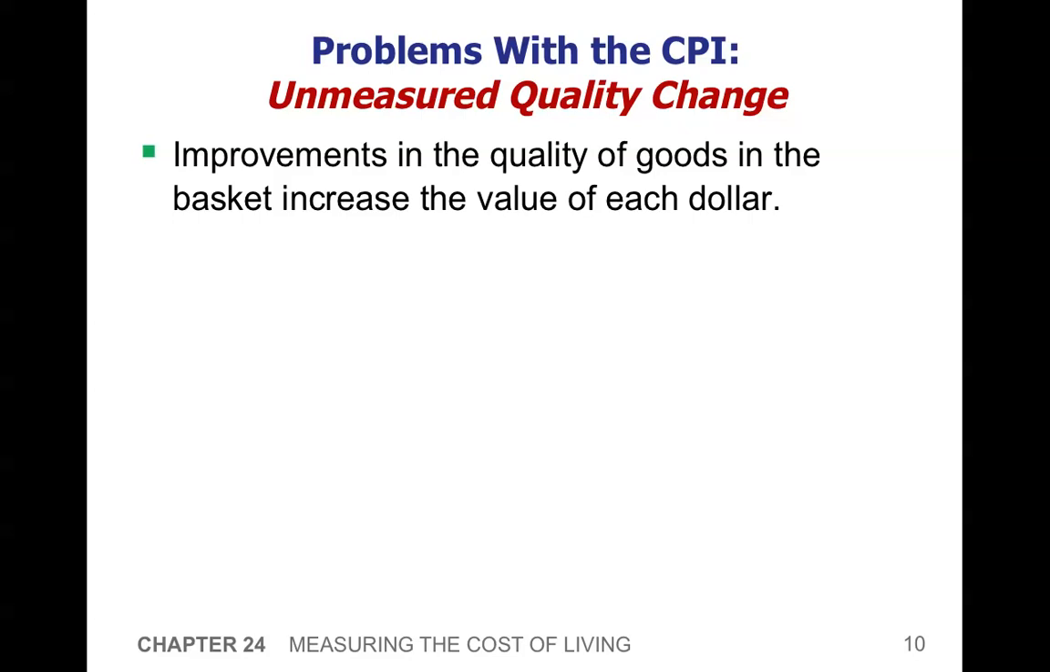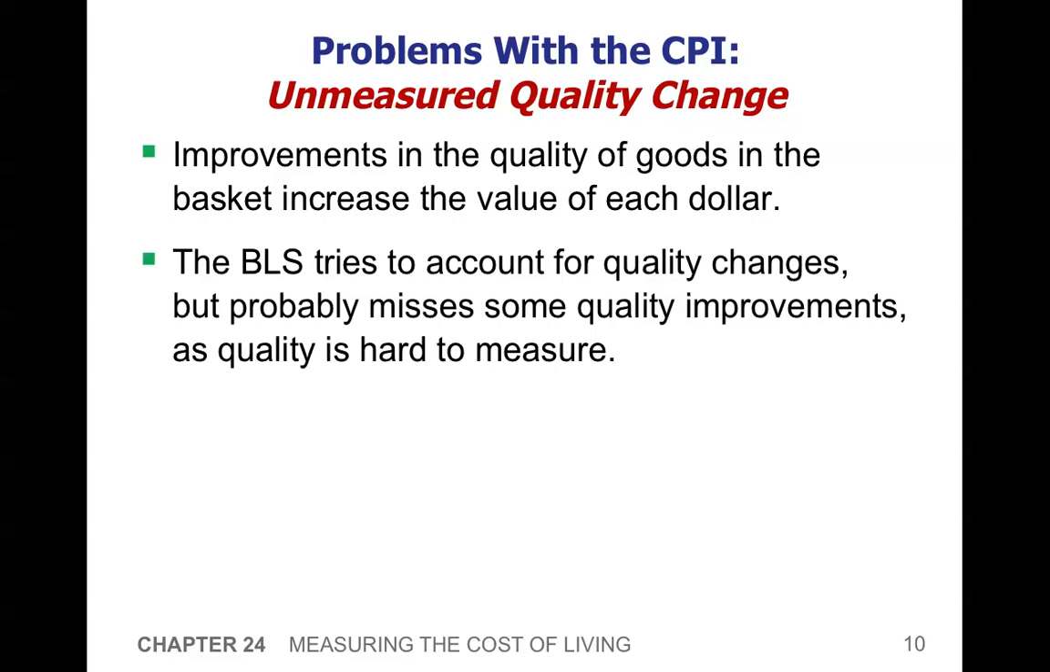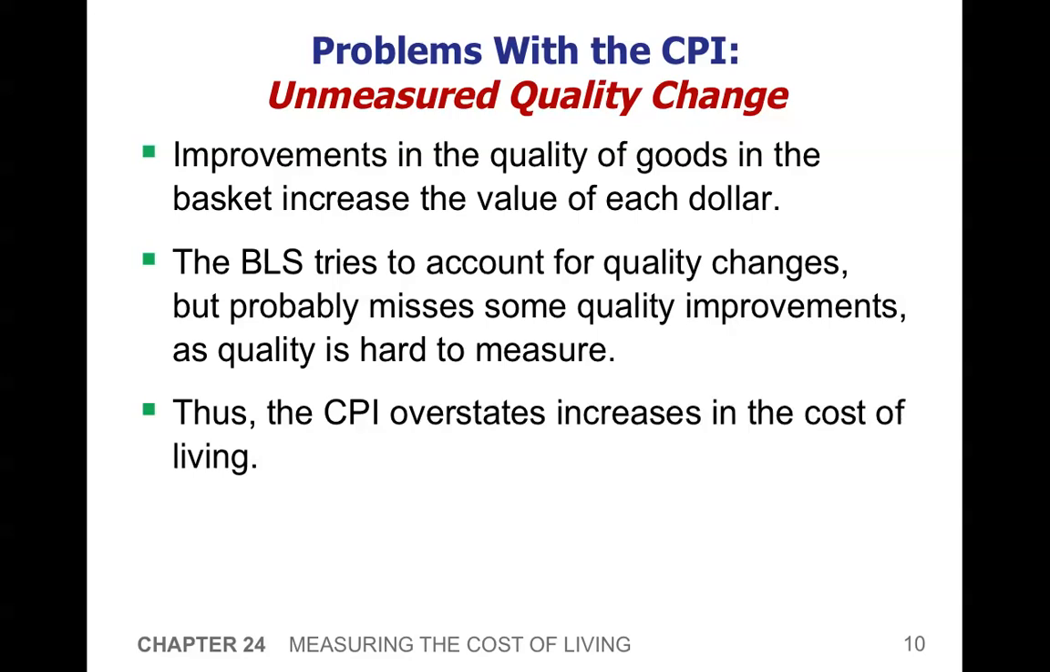Unmeasured quality change. Improvement in the quality of goods in the basket increases the value of each dollar. The BLS tries to account for quality changes but probably misses some quality improvement, so quality is hard to measure. Thus, the CPI overstates increases in the cost of living.